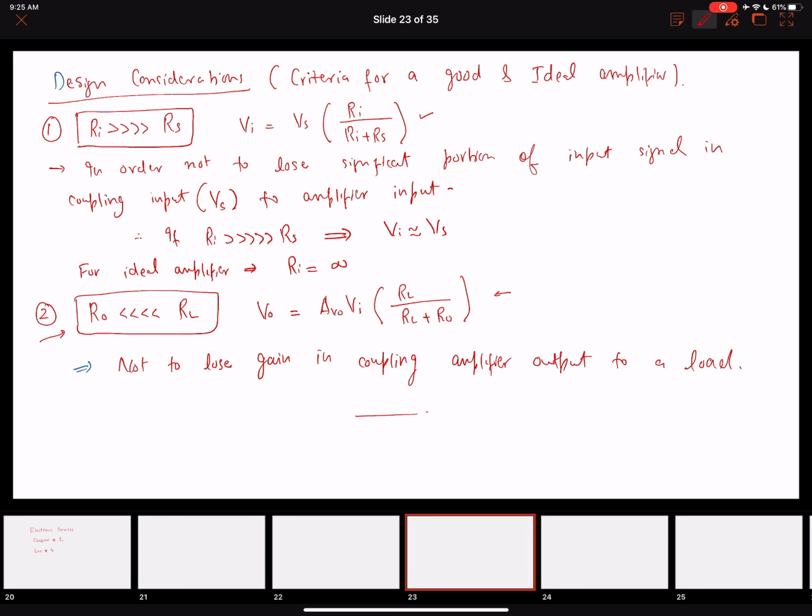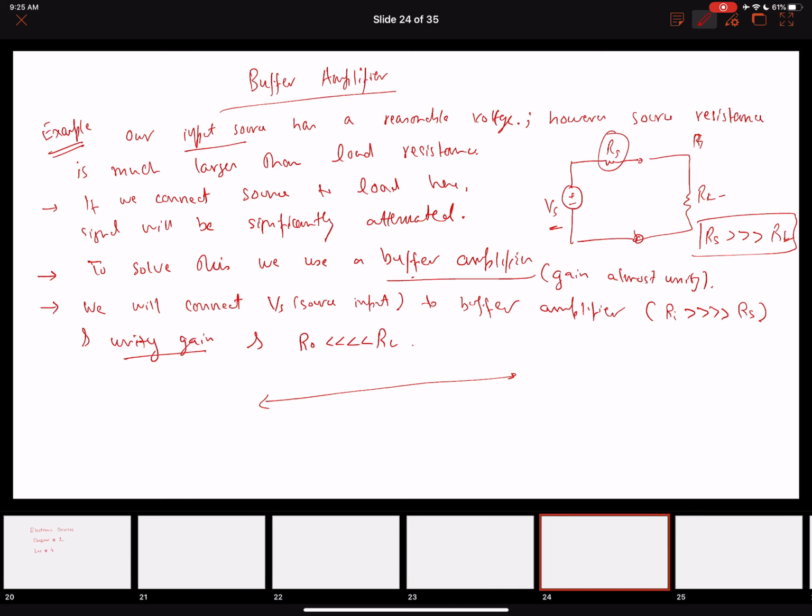We also saw that in order to design a very good and ideal amplifier, our input resistance of the amplifier should be sufficiently large, ideally infinite, and our output resistance should be significantly smaller than the load resistance. And finally, we talked about a buffer amplifier: if we have a source which has a reasonable voltage, and we do not want a voltage gain here, we don't want the voltage to be amplified. The only problem is we cannot directly connect it to the load because the resistance of the source is very, very large compared to the load.